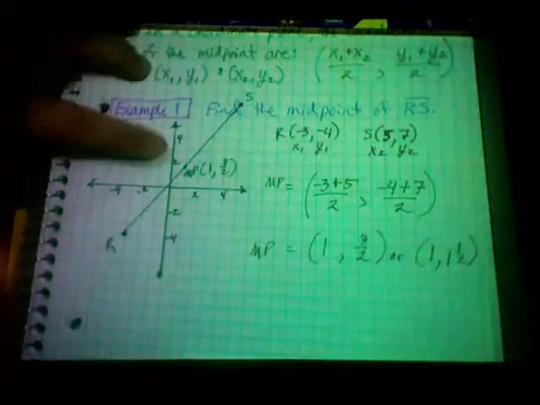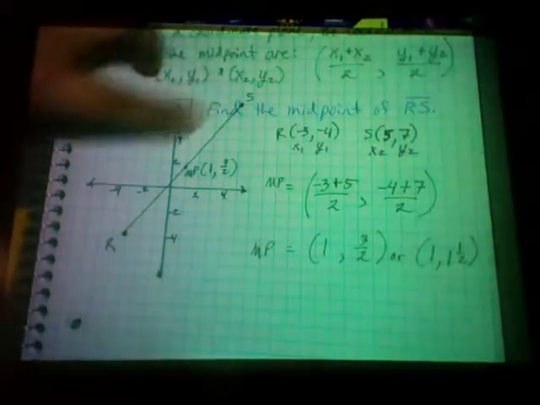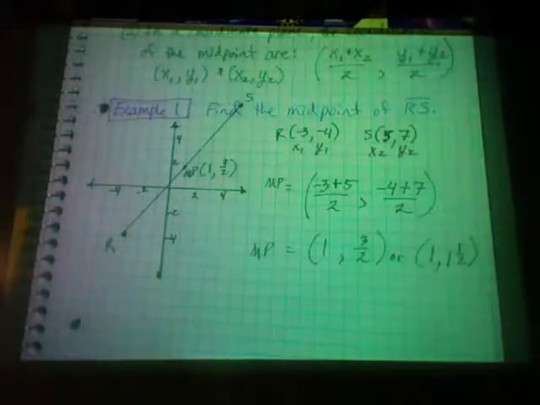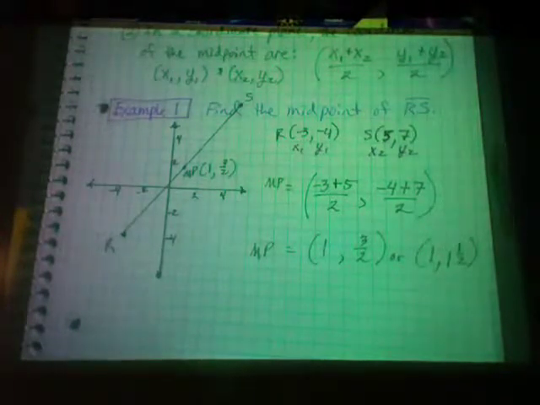Does that look like it's in the center of that line segment? Yep. So it's not that hard, is it? But if I ask you for the midpoint, don't use the distance formula, right? You have to know which formula to use in which instance. All right, last example.